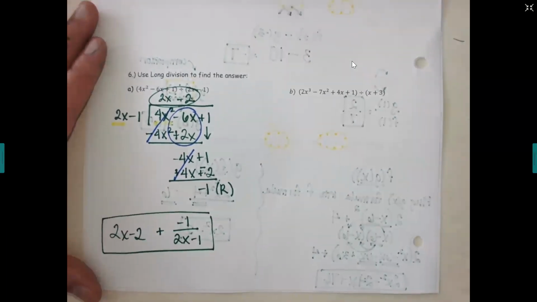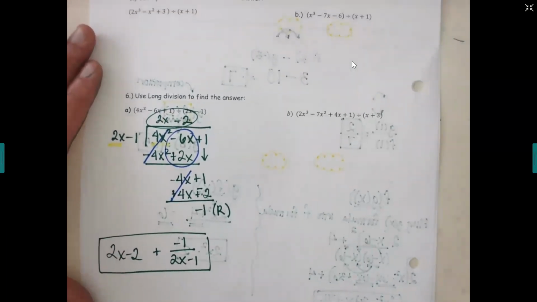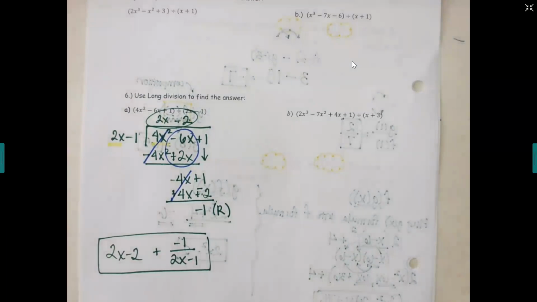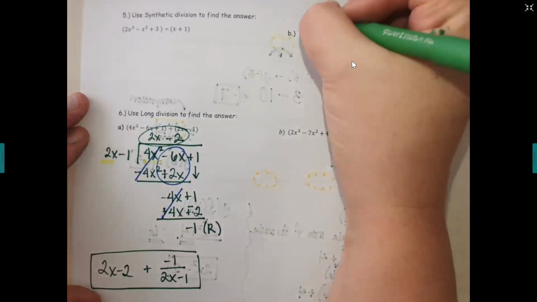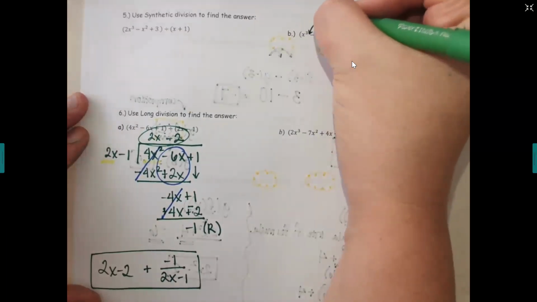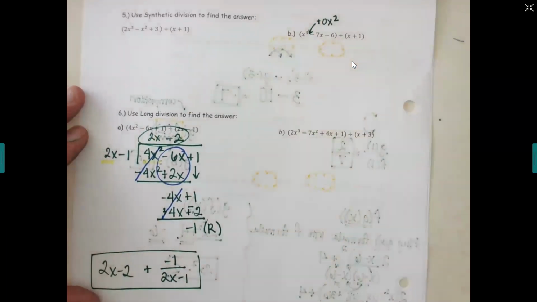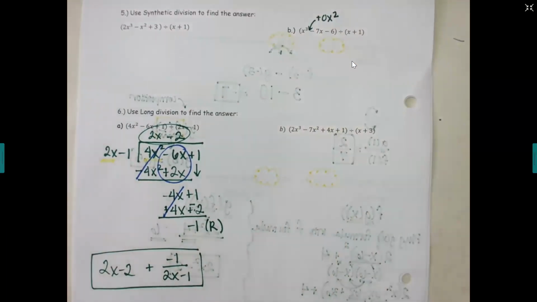Do you notice anything on letter B that we talked about in your notes that could mess up? Yeah? You're missing a term. And if there's a missing term, do you remember you have to put a 0 in that spot? So I'm going to put right here, I need to have a plus 0x squared. Okay, there are no skips, not in long division, not in synthetic division.